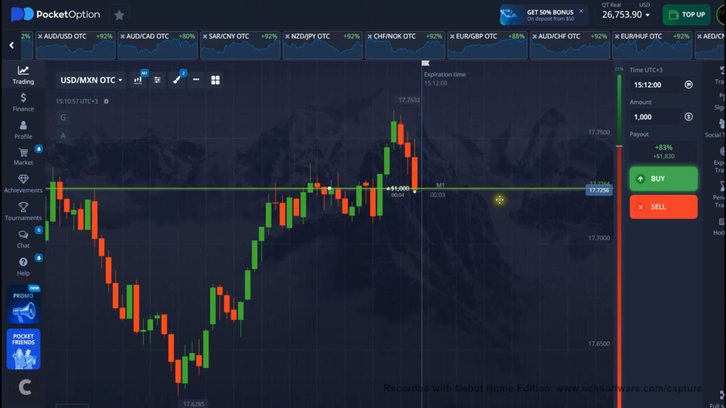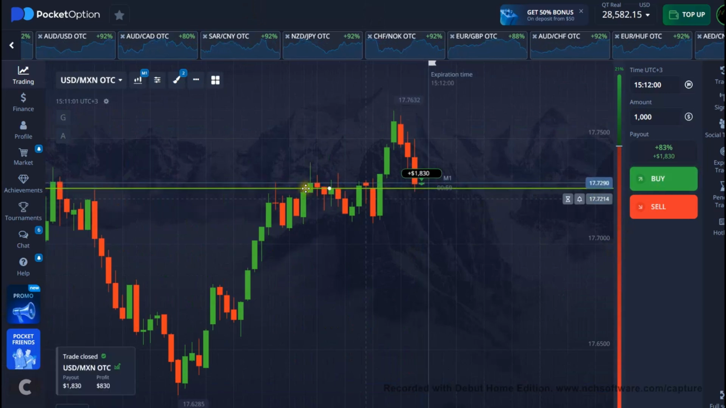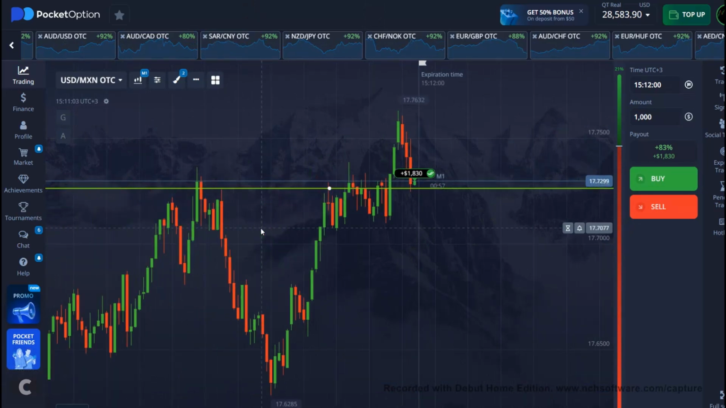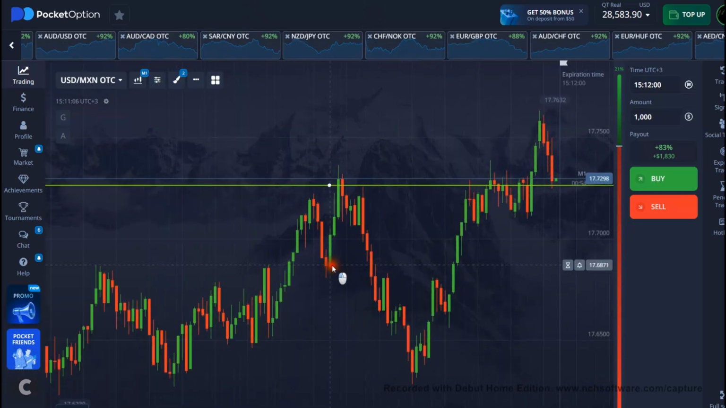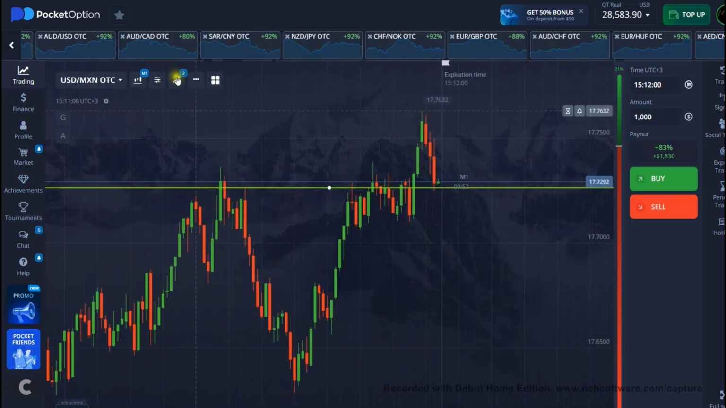So the strategy is very simple. Okay, let's see how this one closes. So that was a win. So we rely on price action. We basically look at zones that were previously respected.